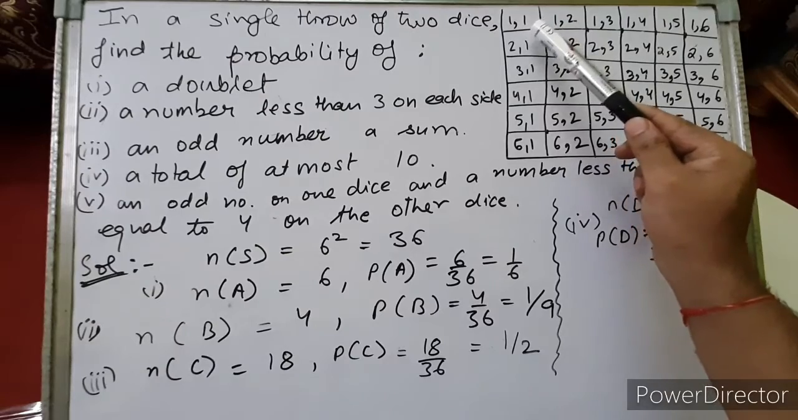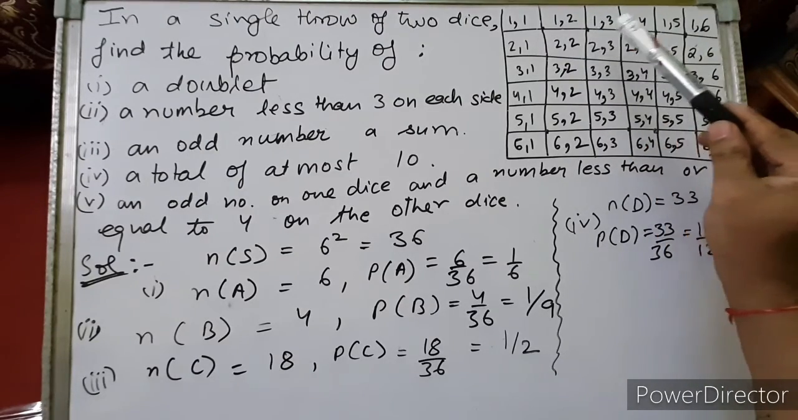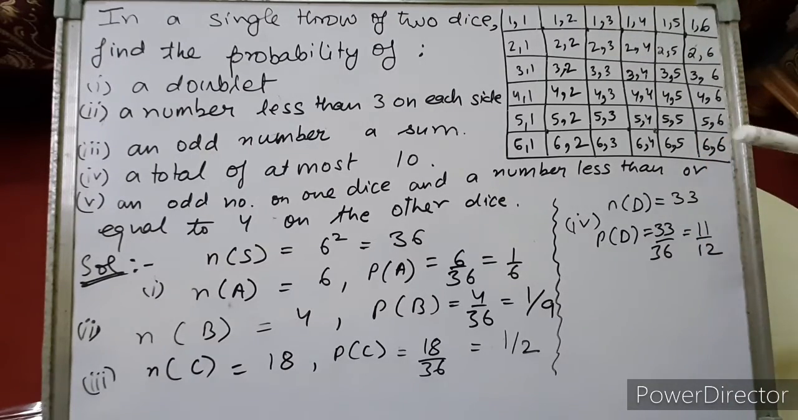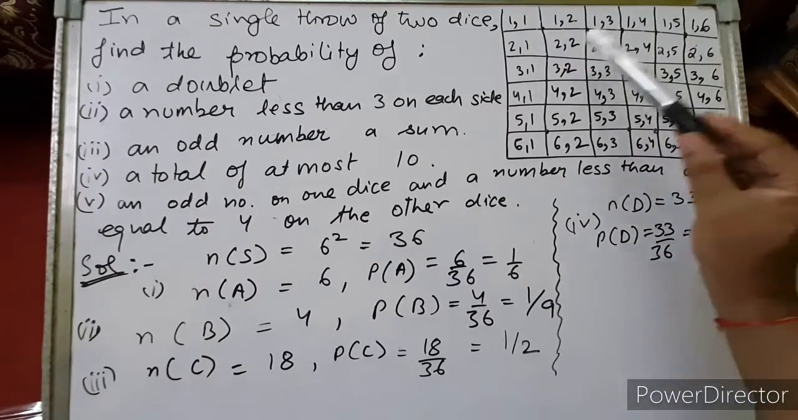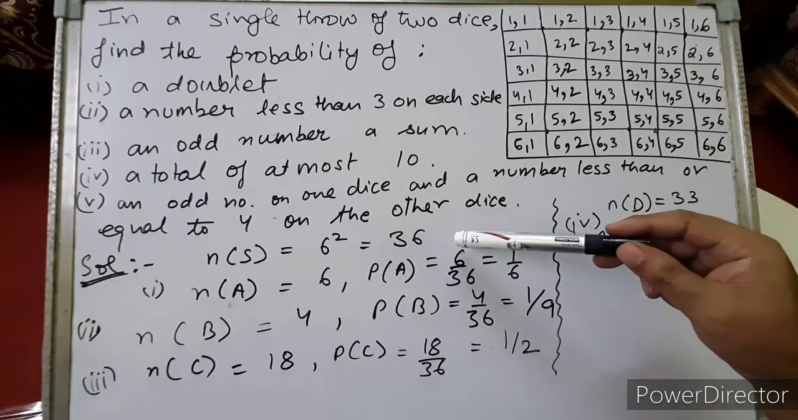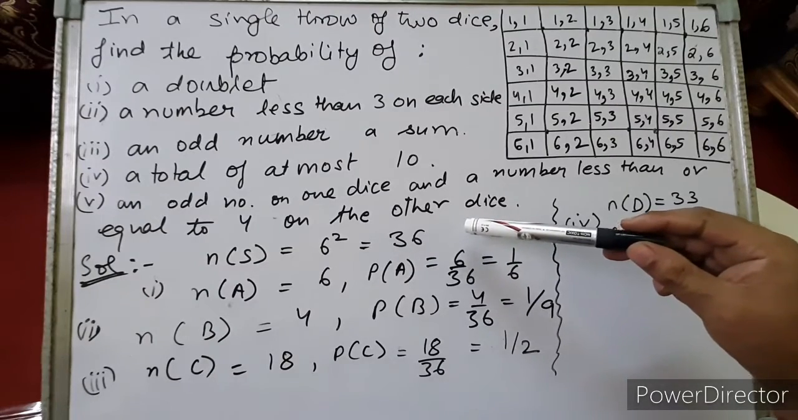With 1 it can occur like this: 1 will come on the first dice, 1 will come on the second dice. Then 1 on the first dice, 2 on the second dice. 1 could come on the first dice and 3 on the second dice. Similarly, with 1 we are getting 6 events. With 2 we are getting 6 events. With 3 on the first dice, we are getting 6 events. Similarly, we'll get 6 into 6, that is 36 events. So if 2 dice are thrown, the sample space will be 6 to the power 2, which is 36. If 4 dice are thrown, 6 to the power 4. If 10 dice are thrown, 6 to the power 10. Alright children, don't get confused.